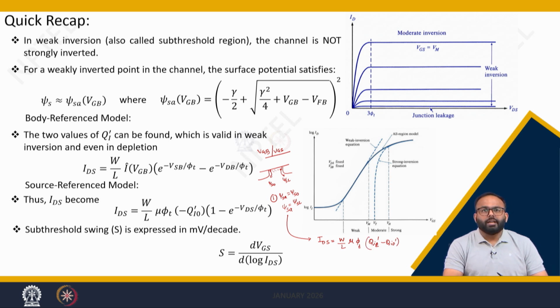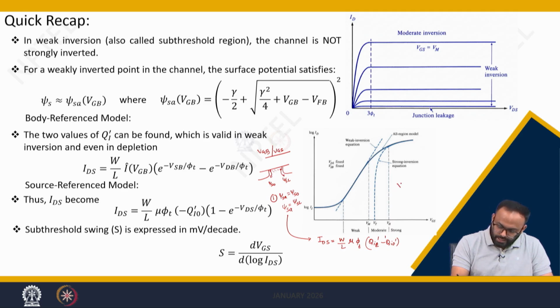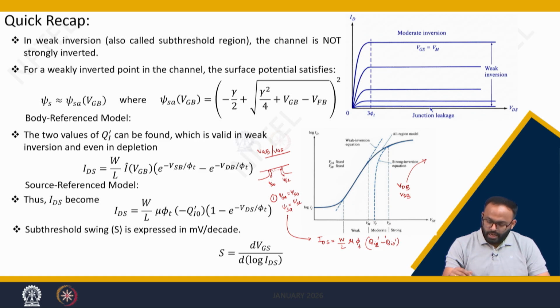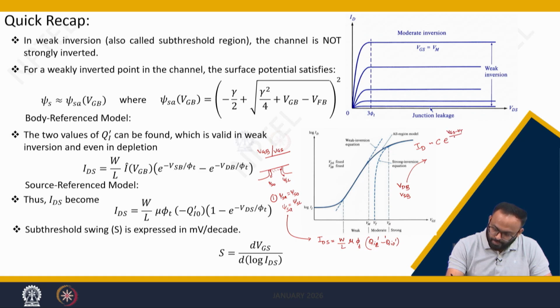Then we said that we can reframe this equation in terms of terminal voltages as VDB and VSB, which gave us two ideas in terms of body reference and source reference. If we talk about source reference, we got that the current is approximately related to some constant into e to the power of VGS minus VT divided by n times phi t, into 1 minus e to the power of minus VDS divided by phi t.